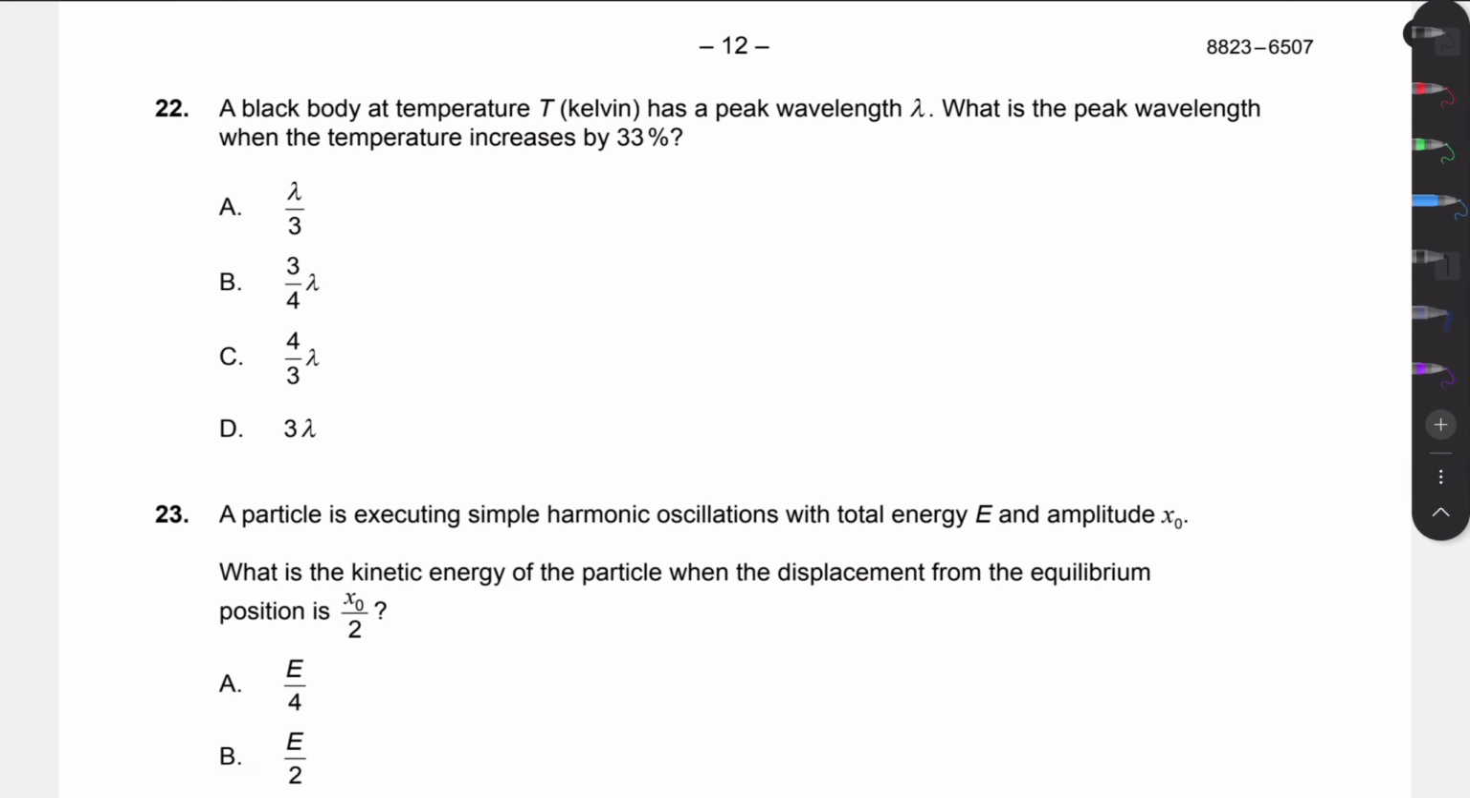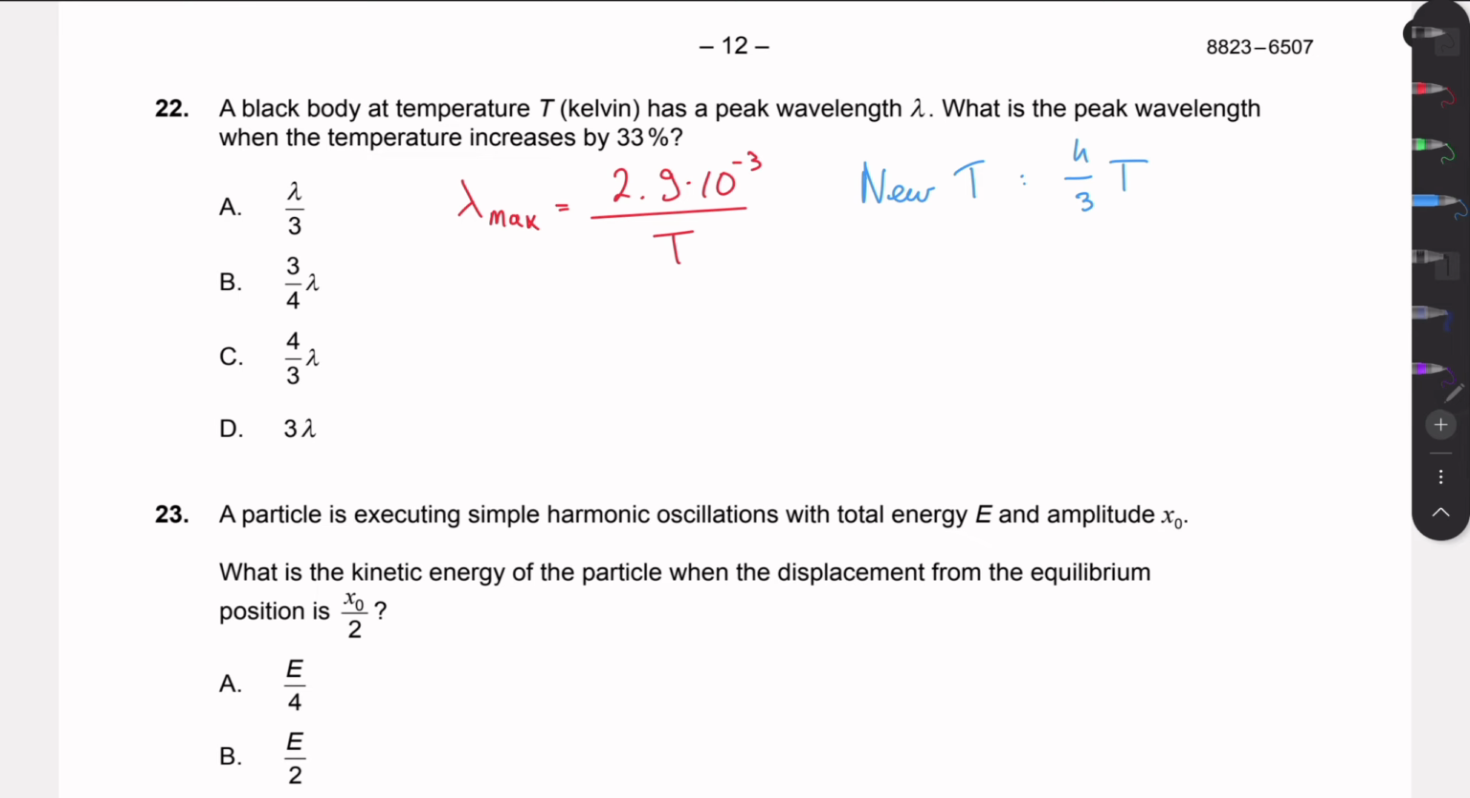And 22. So we're given a black body with temperature T and a peak wavelength of lambda. What is the peak wavelength when the temperature increases by 33%? So we need to know this relationship. It's in the data booklet. Lambda max is just this constant divided by the temperature. So our new T will be 33% larger. So that's the same as 4/3 times the initial T.